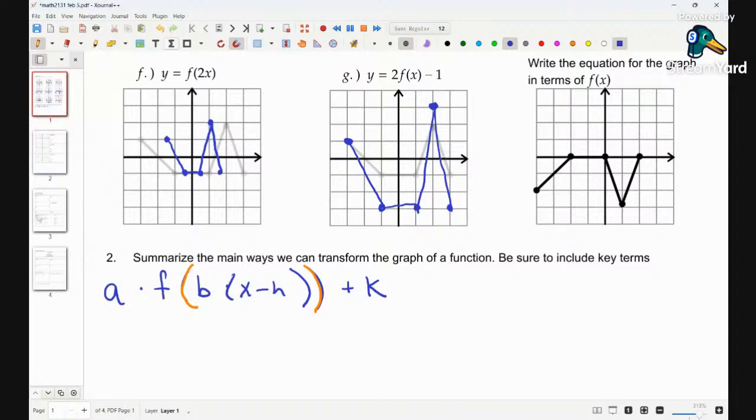Except with reflections, you have to think about it differently. The outside of the function changes the line, so you want to reflect it. So you change the line.